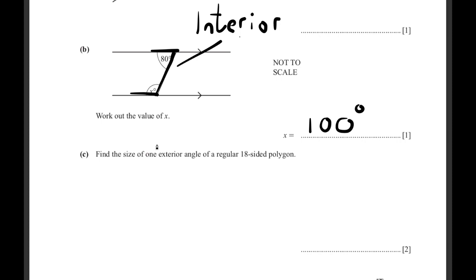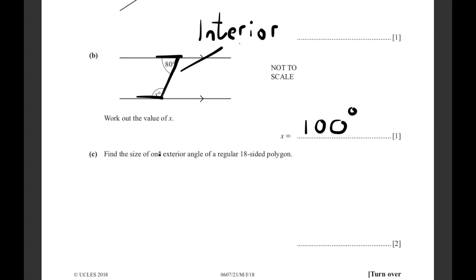Okay, so remember those key ideas: interior, alternate, corresponding. They do come up from time to time on these paper 2s. And the last question, again, it's about reading the question carefully. We're looking for the size of one exterior angle of a polygon.